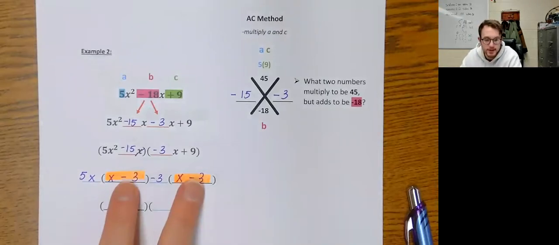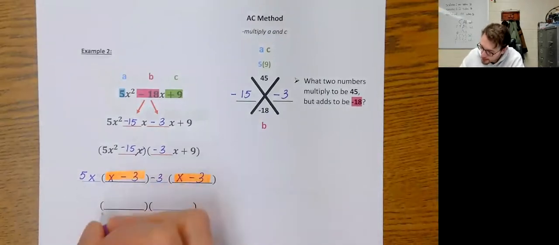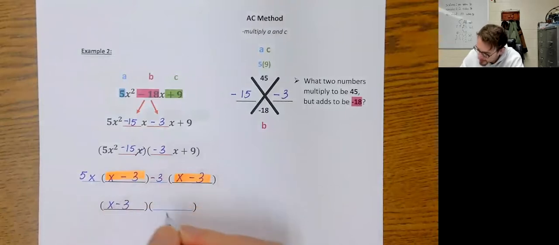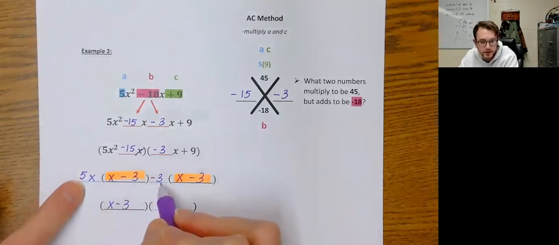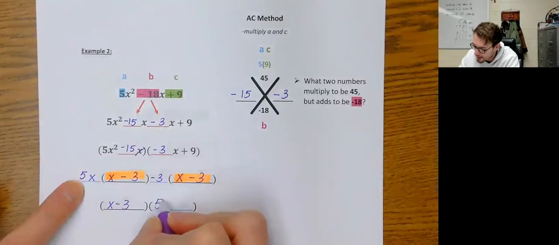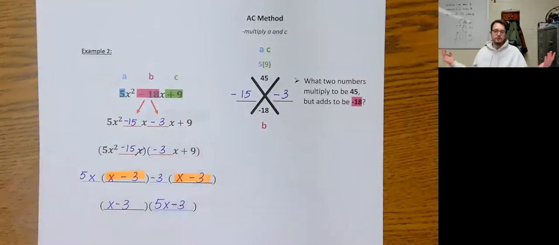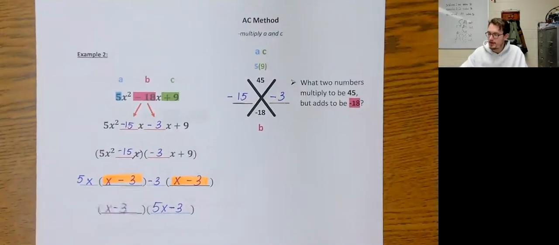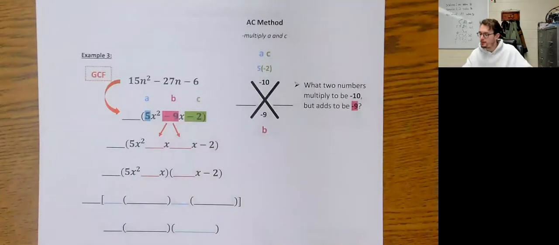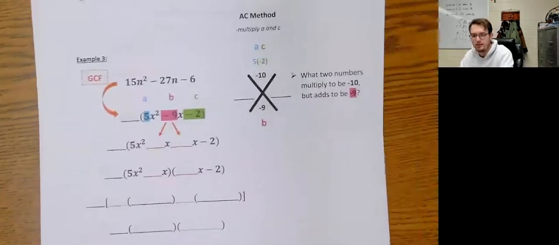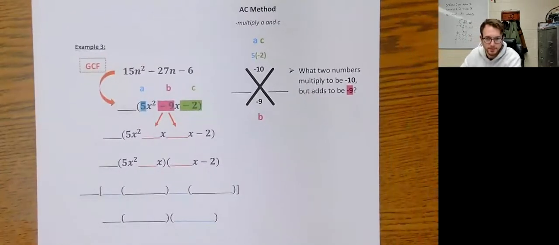So those should be the same. And if they are the same, then you can copy down this factor x minus 3. And the other two parts become the other factor, 5x minus 3. And now you factored it. I think this is the last example for this video, part 1.